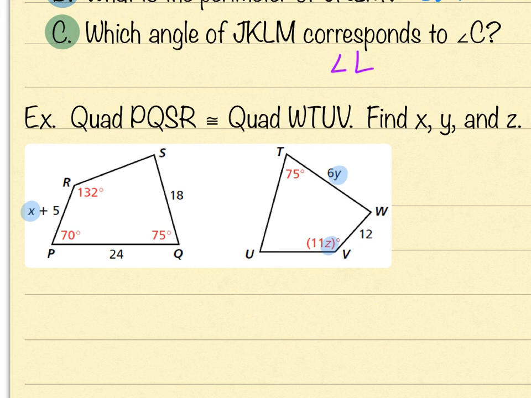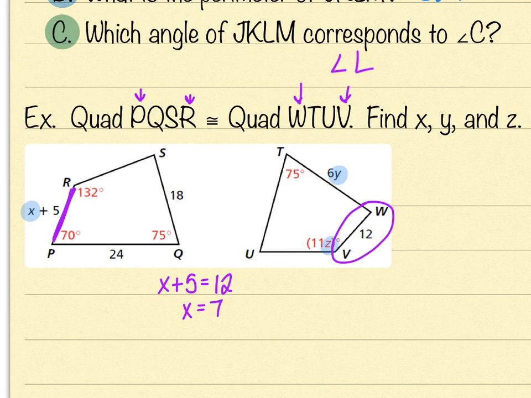So what I mean by that is if I want to find X, I need to know what RP is. And RP, you can see me highlighted in there, is going to correspond with WV. So if I go to WV, then I know it's right there. And so WV is 12, so I know X plus 5 equals 12, and if you subtract 5, that makes X 7.